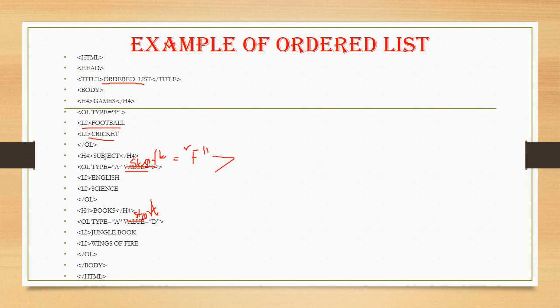Then each item should be specified with LI. First one I am giving here Jungle Book, second one Wings of Fire. Okay, now that is also over, so I can close it by using the /ol. Now the contents are over, so we can give /body and also /html.